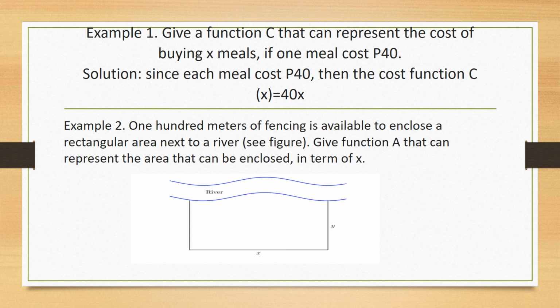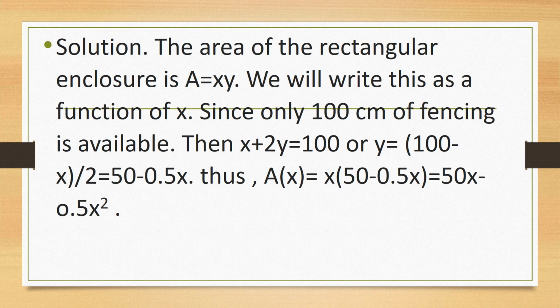Okay, example number 2. 100 meters of fencing is available to enclose a rectangular area next to a river. See figure. As you can see here, there is a figure, and there is a river. Give a function A that can represent the area that can be enclosed in terms of x. For the solution, the area of the rectangular enclosure is A equals xy. We will write this as a function of x. Since only 100 meters of fencing is available, we can say that x plus 2y equals 100.